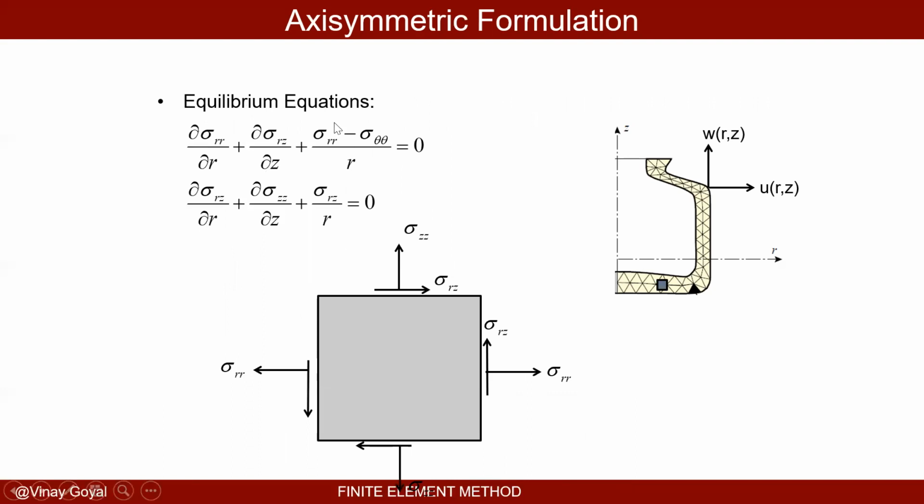The equilibrium equations are quite simple as well. You can see them here. Notice how sigma RR is the stress in the radial coordinate. Sigma RZ is a shear stress, which changes this angle here. And then we have sigma RR minus sigma theta theta, where sigma theta theta is the stress in the hoop direction, and that's divided by R. And again, that's in the second equation as well. So we have three unknowns and two equations. We have to figure out a way of solving these equations.